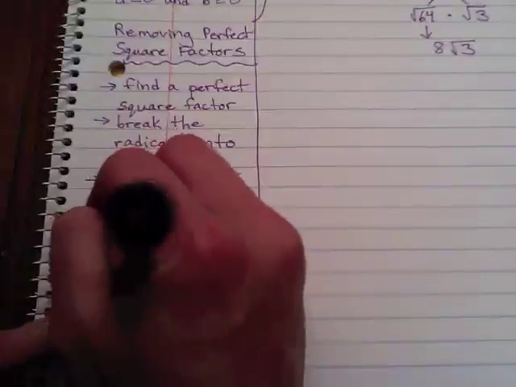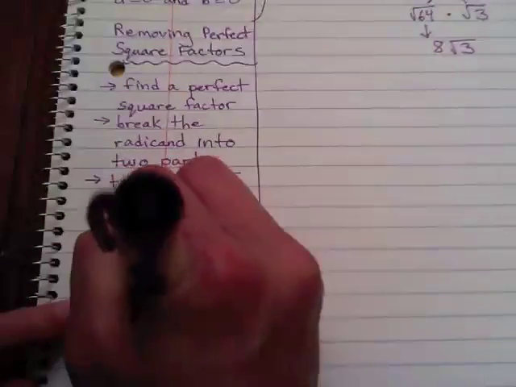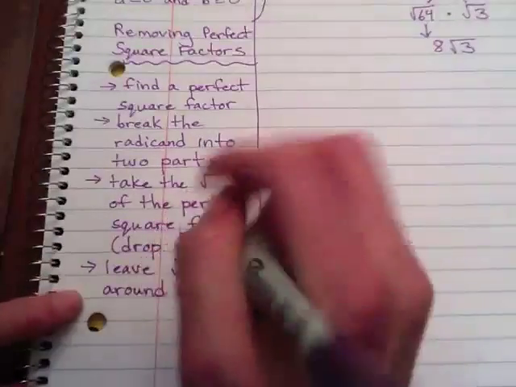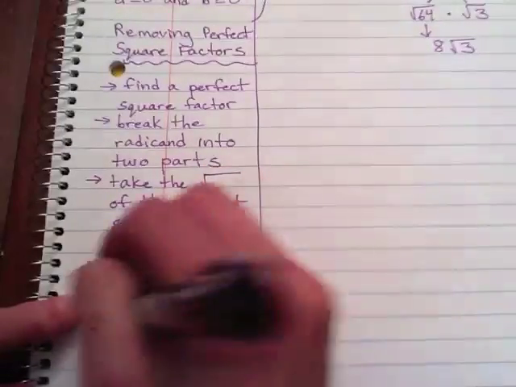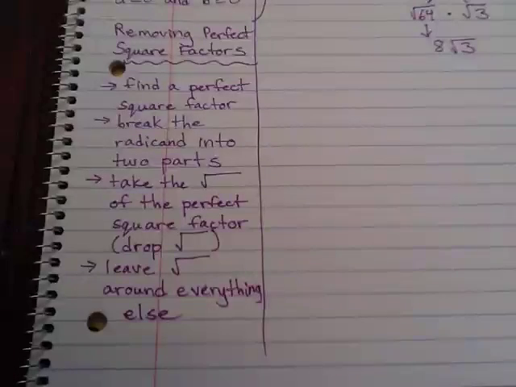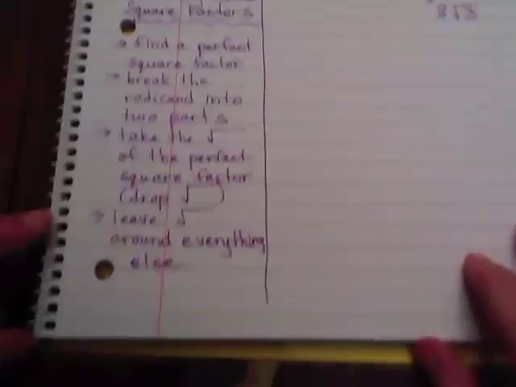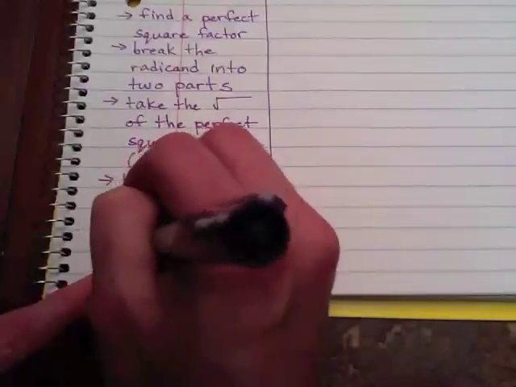And then you leave the square root around everything else. And then again, you always want to check to make sure that it doesn't break down further.